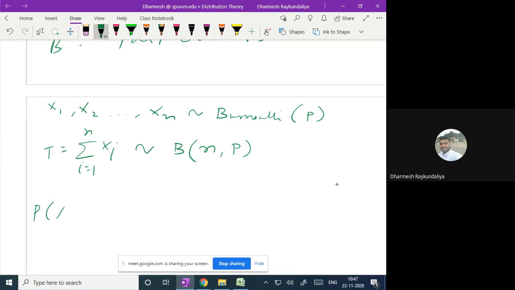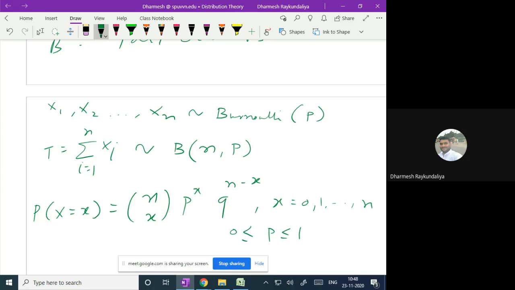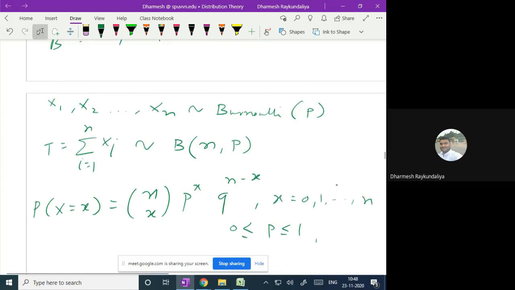And the PMF of the binomial distribution is written as this: nCx p raised to x, q raised to n minus x. x takes values 0, 1, 2 up to n, p lies between 0 and 1, and p plus q is nothing but 1.